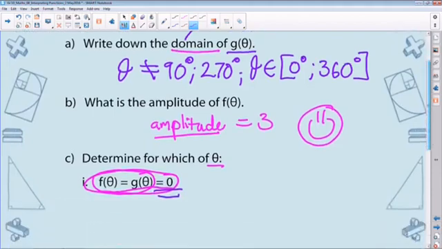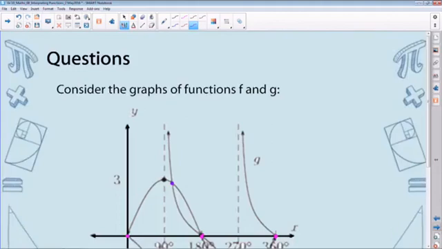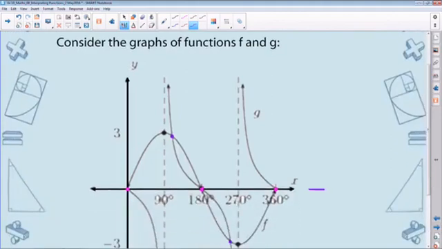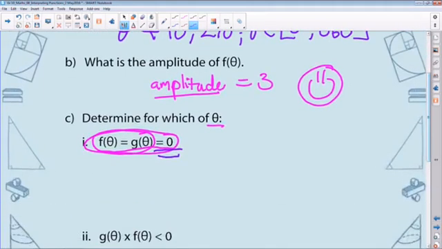It's asking for when they are both equal and they are equal to 0. So in order to satisfy both of those, we need to only look at where they both intersect the x-axis at the same time. And that happens at 0 degrees, 180 degrees, and 360 degrees. So if we write our answer, it's very easy. We just say theta is equal to 0 degrees, 180 degrees, and 360 degrees.